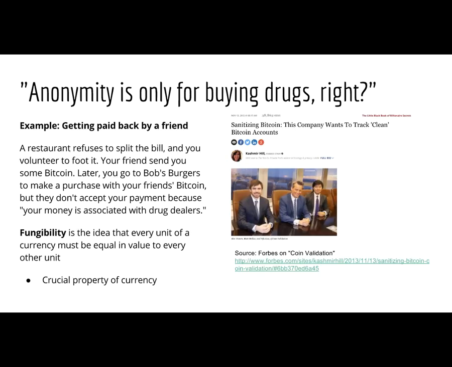Here's another example. If you go to a restaurant and this restaurant refuses to split your bill, you're like, okay, my friends can just pay me, it's whatever. Well, after you get your friend's Bitcoin and you go to Bob's Burgers to try to make a purchase, they don't accept your payment because it says your Bitcoin is associated with drugs and money laundering and illegal activity through their analysis tools. So this plays to this idea of fungibility, which is basically that every unit and every subunit of a currency need to be equivalent. Otherwise, that breaks the property that it can function as a currency.